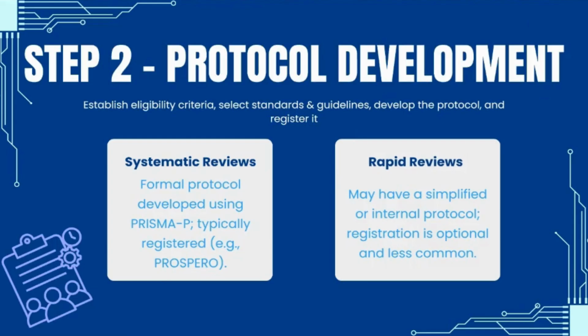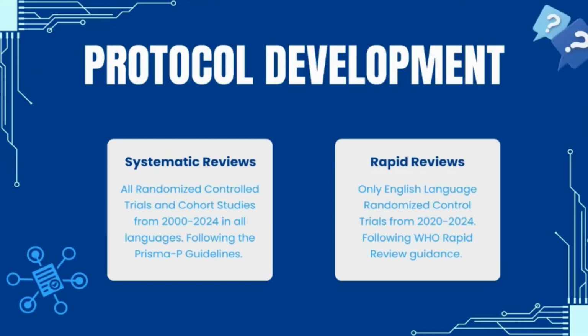In Step 2, you'll develop a protocol that outlines your methodology. For systematic reviews, this protocol must follow PRISMA-P guidelines and should ideally be registered in platforms like PROSPERO. The protocol should include your eligibility criteria, search strategy, and methodology. For rapid reviews, the protocol may be less formal, but it's still important to define how you'll conduct the review and what parameters you'll use.